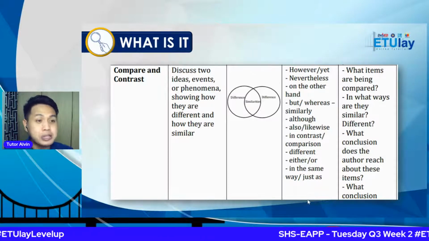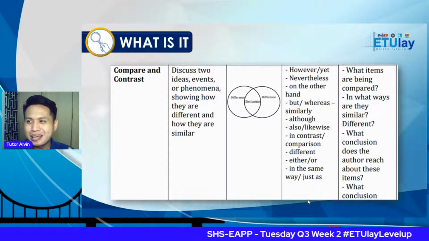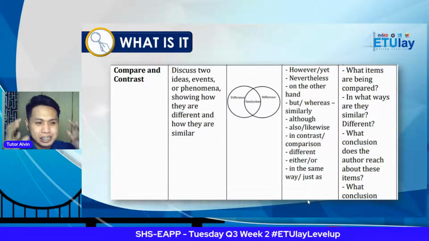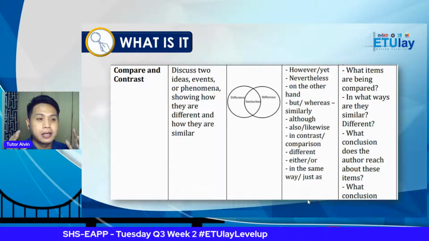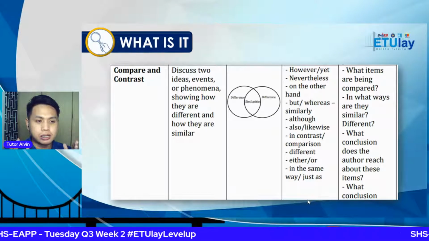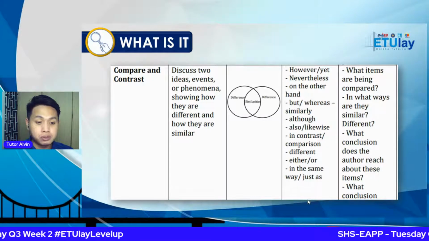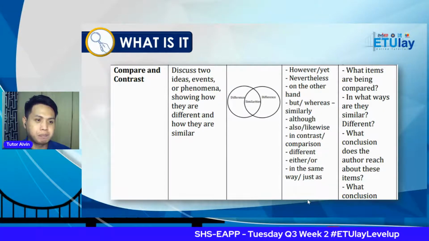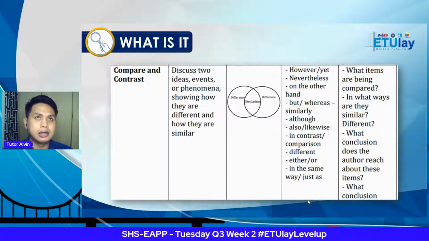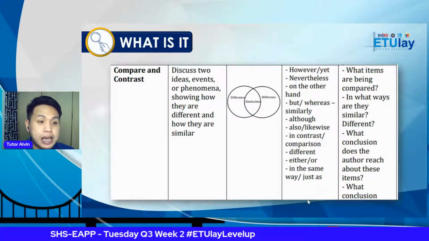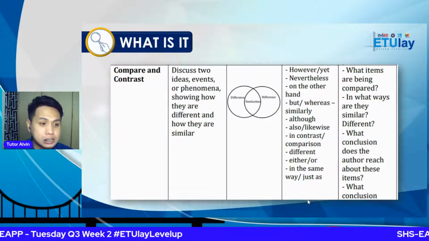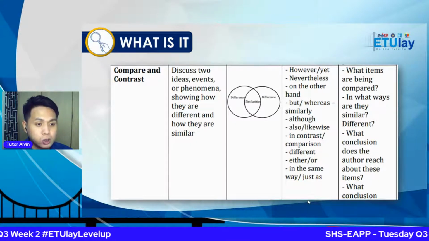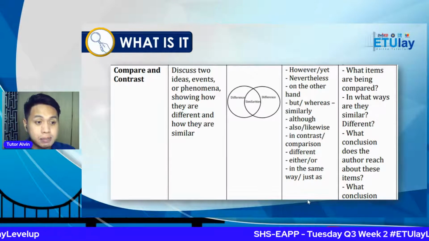So these are now the signal words for you to identify if it is comparing and contrasting. However, yet, right? We have nevertheless, on the other hand, but, whereas, similarly, although, also, likewise, showing similarity.